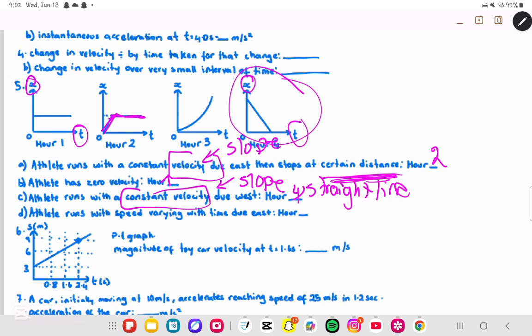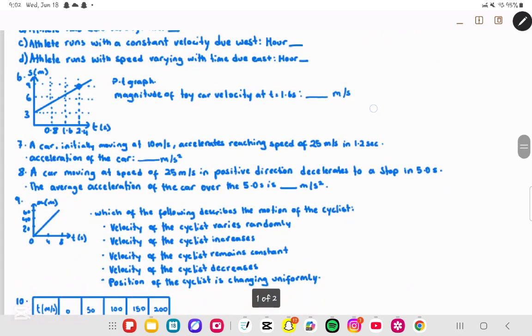And finally, athlete runs with speed varying. Because the speed is varying, it's not gonna be a straight line. Because it's not gonna be a straight line, which one will we choose? We will choose our 3. Very simply, that's 5. We'll move on to 6.